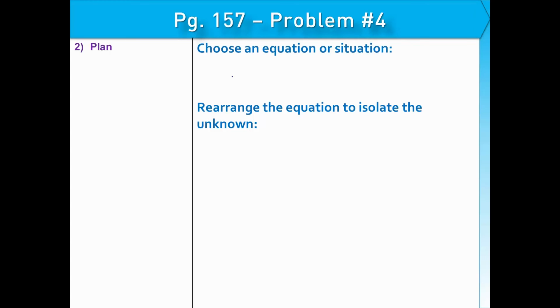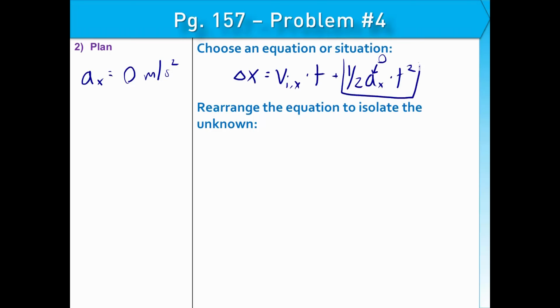Now from the previous slide, I'm going to rewrite my equation. So x displacement is equal to initial velocity in x direction times time plus 1/2 times acceleration x times time squared. The reason I like to use this equation is because the acceleration in the x direction is going to be 0 meters per second squared. That means if I plug 0 into here, this whole term will drop out. So I won't even have to worry about this.